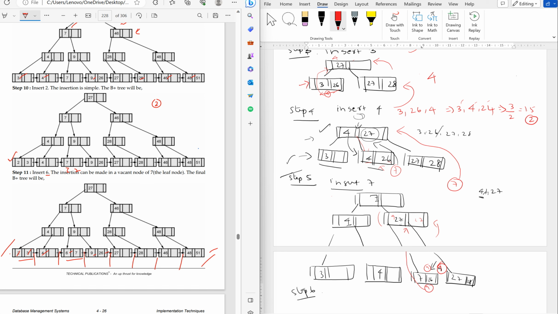So this is the way of constructing a B plus tree.